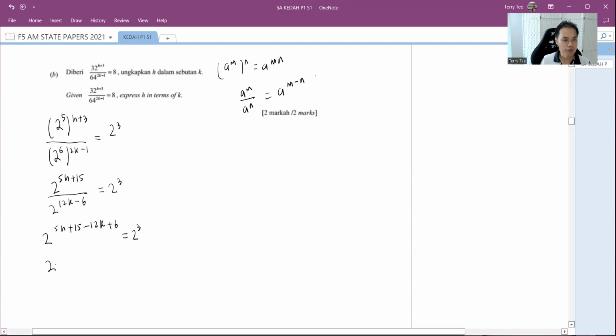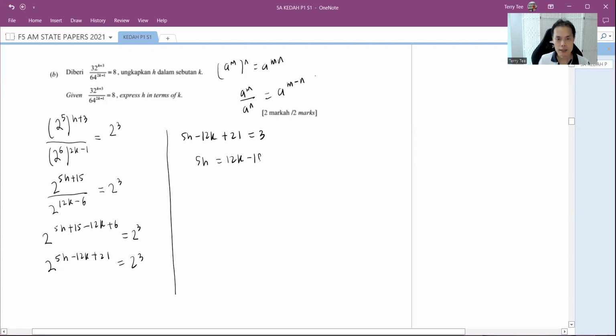So let's just simplify further. This is 5h minus 12k plus 21. The result is 2 power 3. So what we want to do next is to compare the power. I have 5h minus 12k plus 21, and the result equals 3. So I'm finding h in terms of k, so transfer everything over: 12k minus 18. Take this and divide by 5. So when you divide by 5, you will get this answer, 12k minus 18 over 5. So I got h in terms of k.